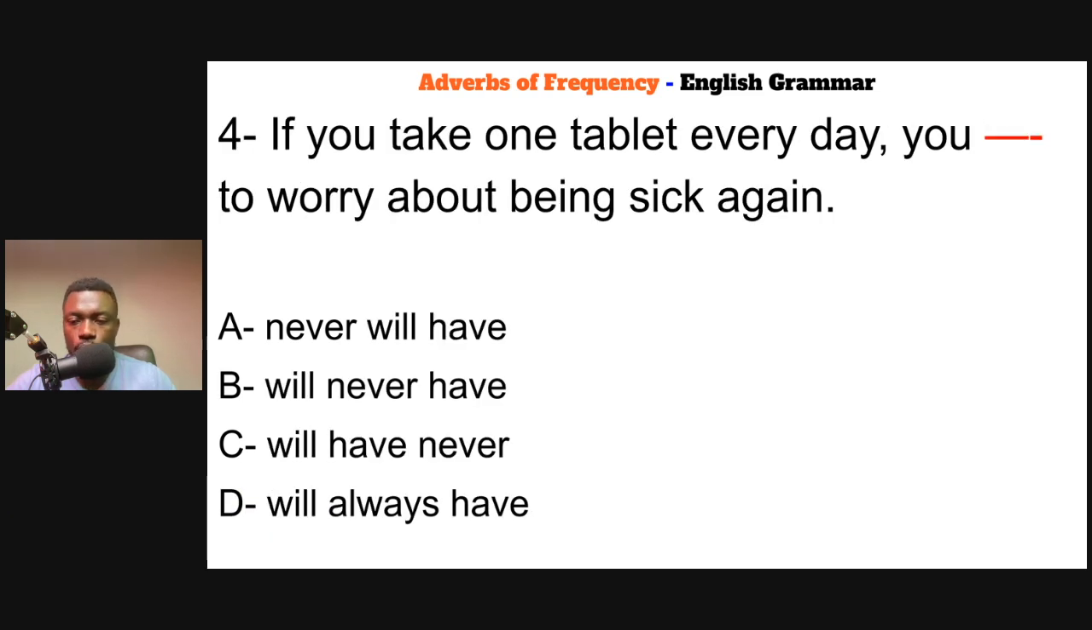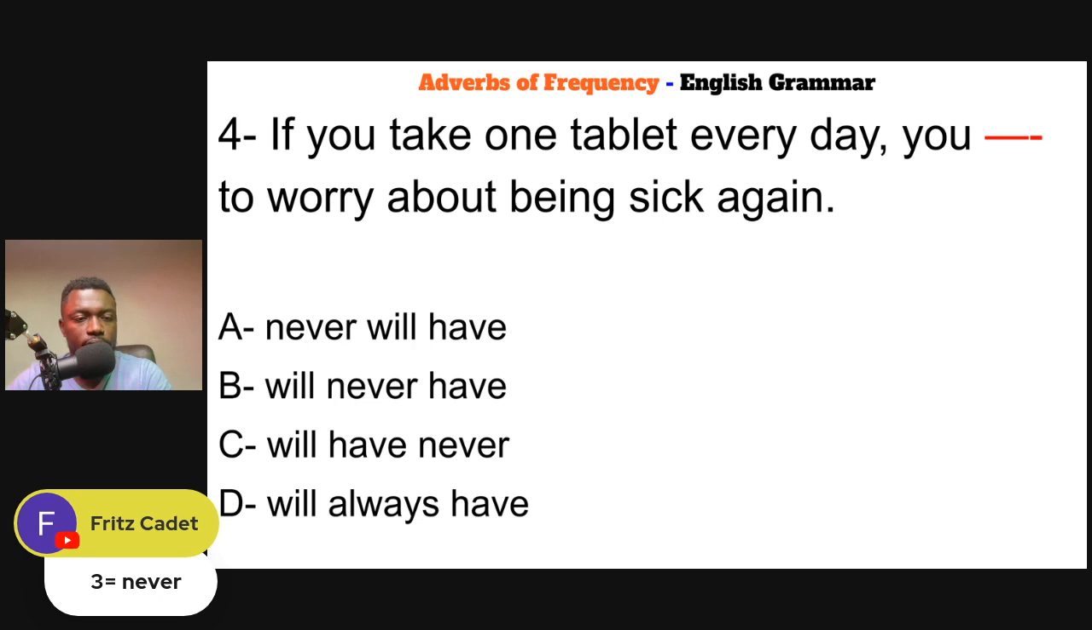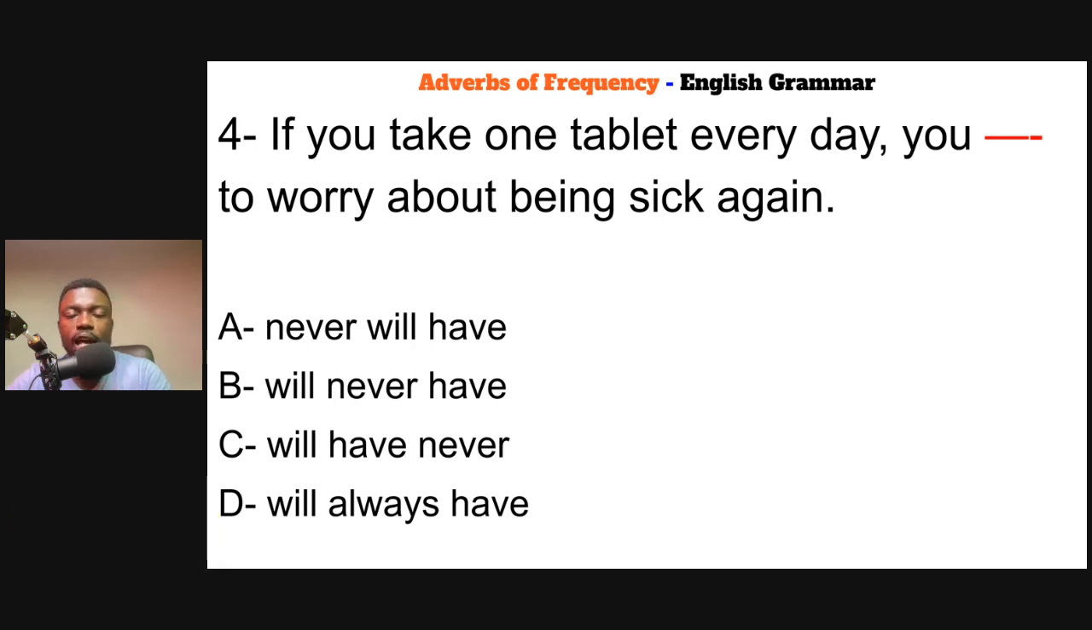Number four. What's the answer for number four? If you take one tablet every day, la tablet veut dire comprimé, okay? Pas oublier, tablet veut dire comprimé en même temps too. If you take one tablet every day, you blank to worry about being sick again. So what should I add there? Number three is never, okay. Number four, if you take one tablet a day, you blank to worry about being sick again.